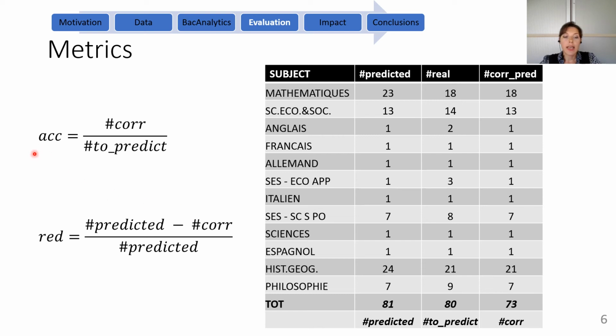We use accuracy and redundancy in this work. Accuracy is calculated in the following way. It is the fraction of the total number of correct predictions over the total number of professors required to be predicted. Redundancy is calculated as the fraction of the total number of incorrect predictions over the total number of predictions. The number of incorrect predictions is calculated by subtracting the number of correct predictions from the total number of predicted professors.